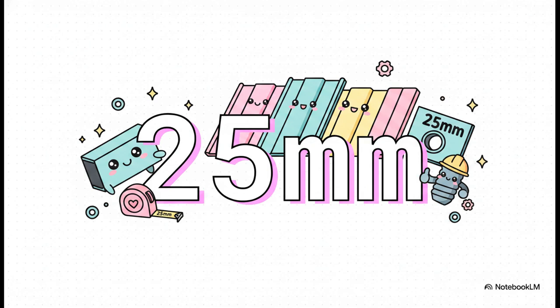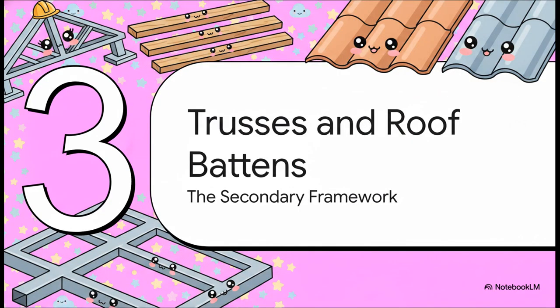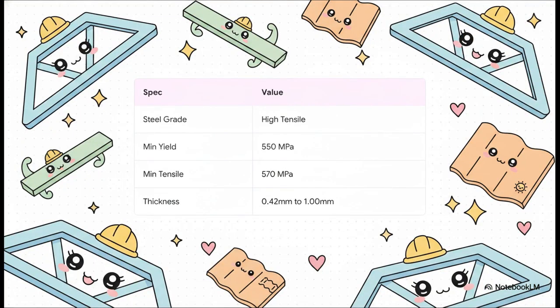It's one of those tiny details that holds the entire system's integrity together. Okay, part 3, trusses and roof battens, the secondary framework. Now, shifting our focus down to the secondary framework. This is the intricate network that actually interfaces with and supports your final roof surface, whether that happens to be heavy tile or metal sheeting.